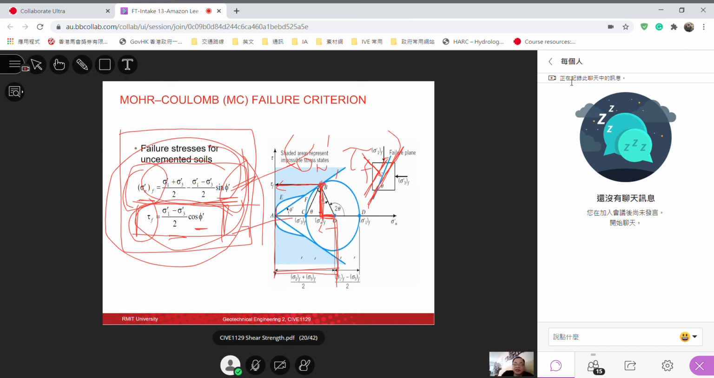Maximum shear stress and maximum normal stress developed along the failure plane can be related to the major principal stress and minor principal stress by these two equations. Remember that, okay?